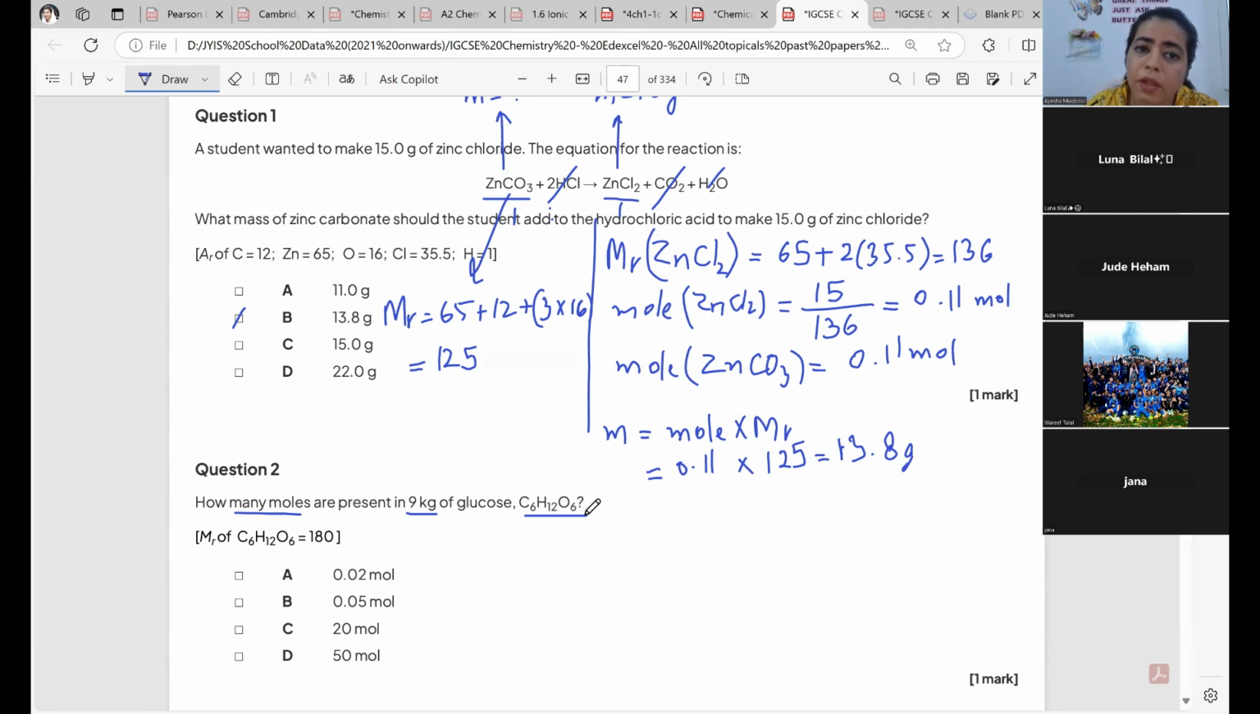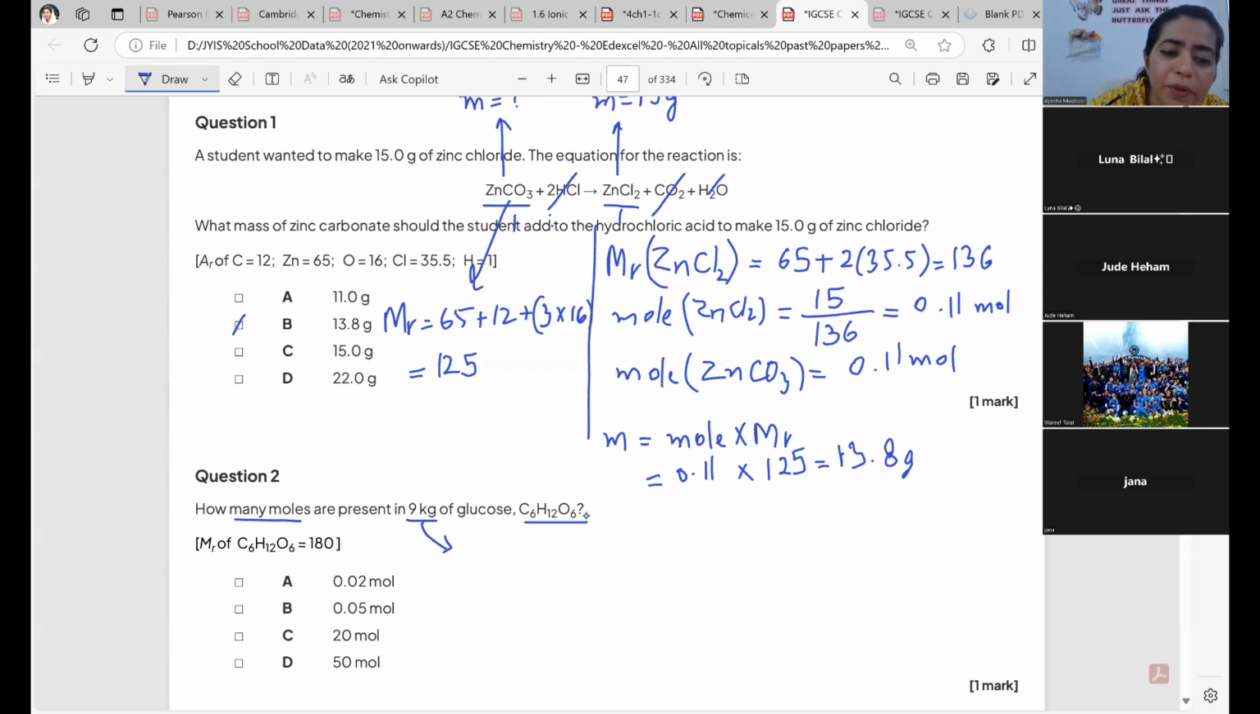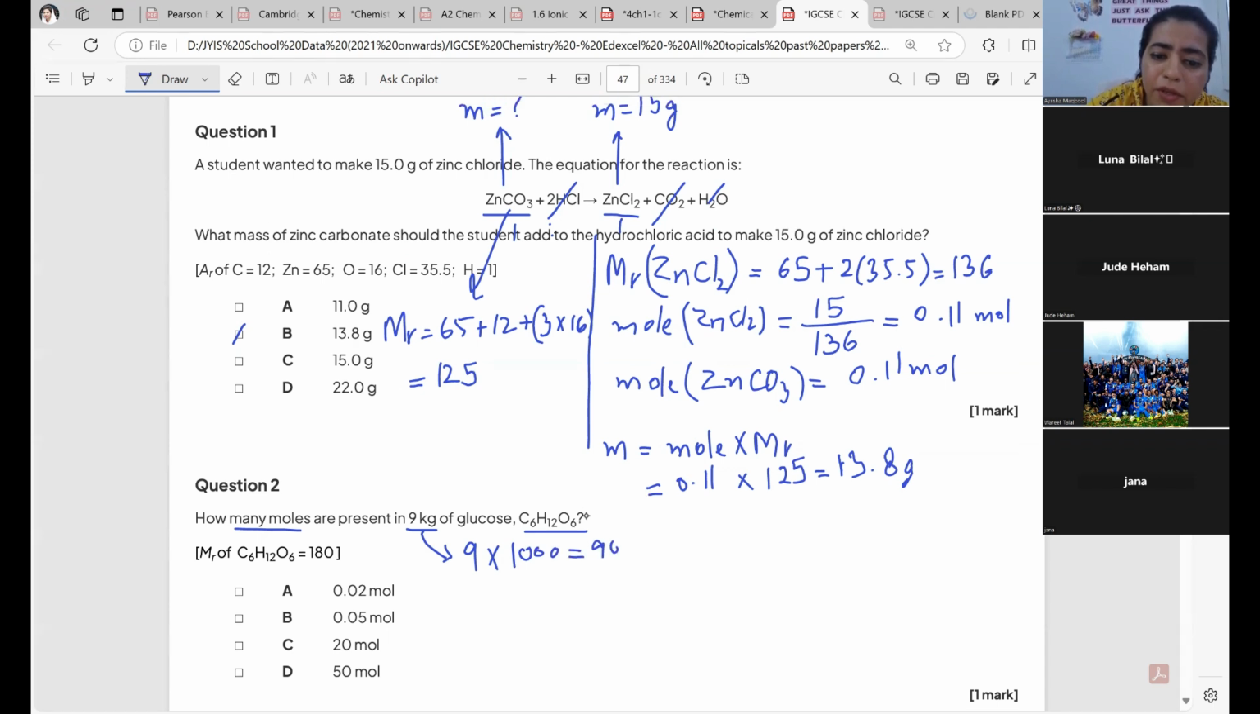Miss, won't we convert the kg to grams? Yes, that's very good. It's not 9 divided by 180. First of all, we need grams. Okay, we have to convert this kg into grams. How we can convert to grams? Multiply by 1000. So 9000 grams.